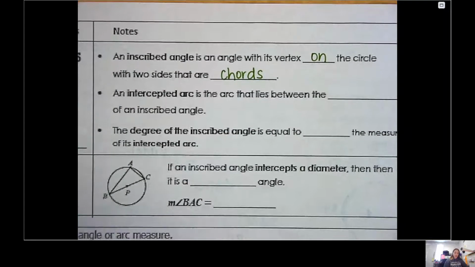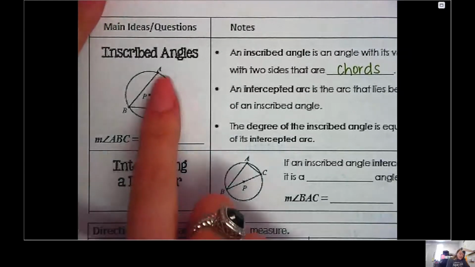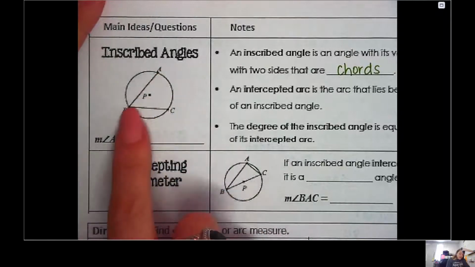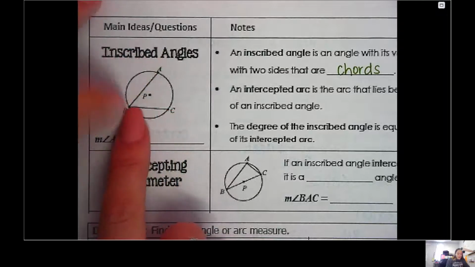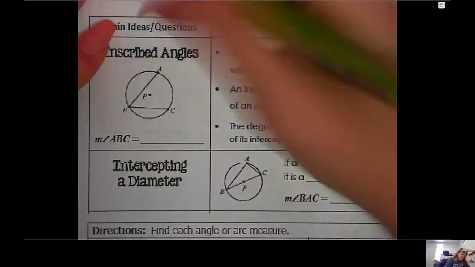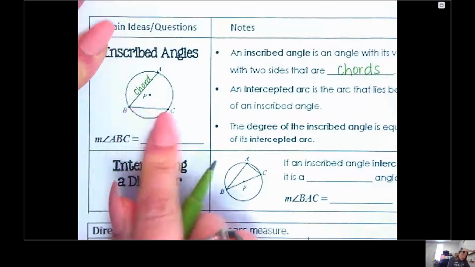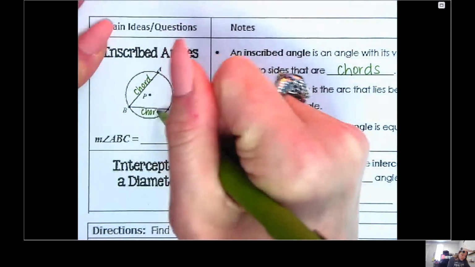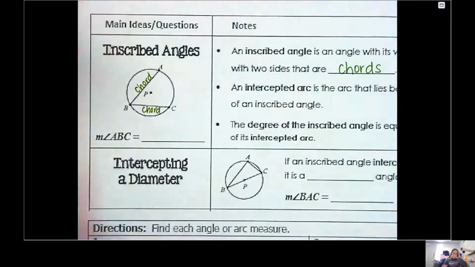So if I look here at this picture, the inscribed angle is this angle here, angle ABC, because the vertex, where the two endpoints come together, is at point B. B is on the circle. And then this side from A to B is called a chord. And this side from B to C is also called a chord. It is not a radius because it doesn't go to the center. You have to go to the center to be a radius or a diameter. It has to go through the center.